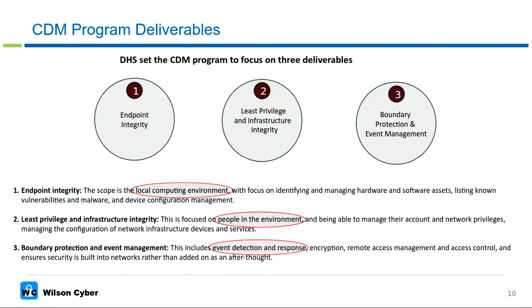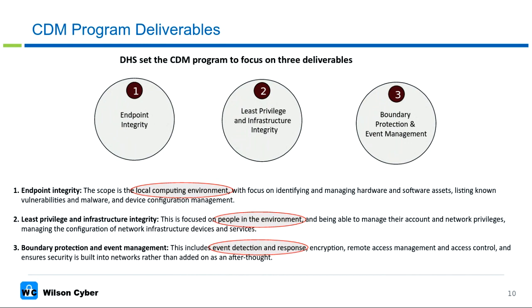So Homeland Security has set the CDM program to focus on three primary deliverables: endpoint integrity, least privilege and infrastructure integrity, boundary protection, and event management. Endpoint integrity, the scope is the local computing environment, focuses on identifying and managing hardware and software assets, listing known vulnerabilities and malware, and device configuration management. Number two, least privilege and infrastructure integrity is focused on the people in the environment, being able to manage their account and network privileges, managing the configuration of network infrastructure, devices, and services.